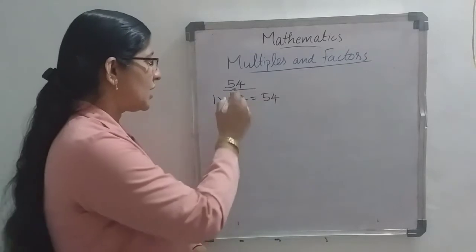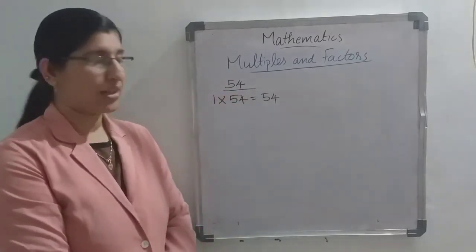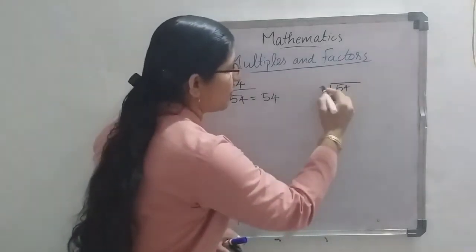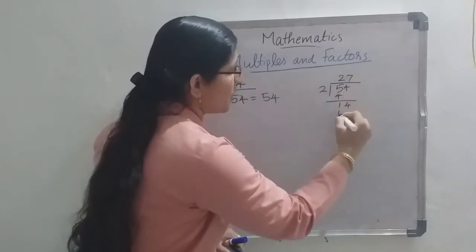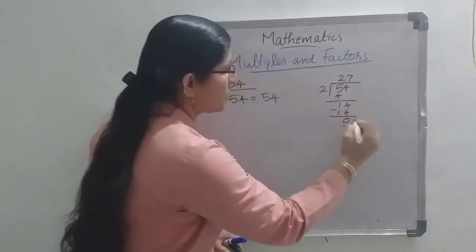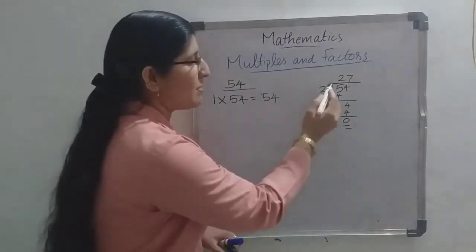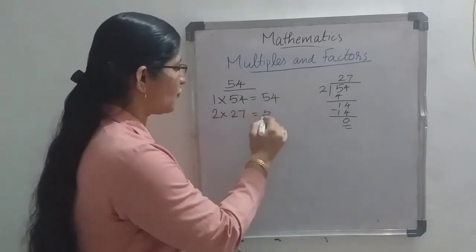Next, 54 is an even number, so surely 2 will be a factor of 54. We need to divide and find out. 54 divided by 2: 2 2s are 4, 7 2s are 14. The remainder will be 0, which means 2 is a factor of 54. So we can write 2 into 27 is equal to 54.